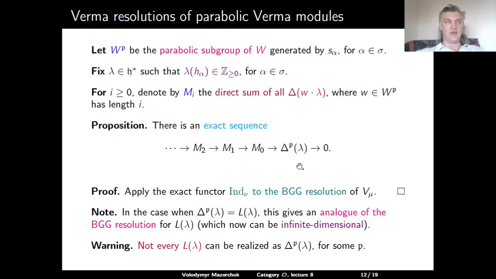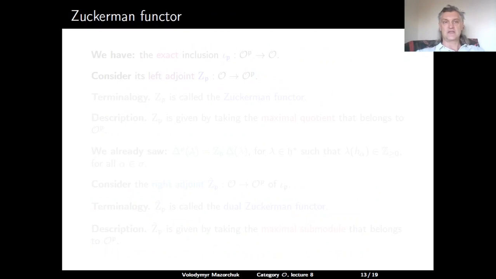But in any case, we have more examples of BGG resolutions. Now let us talk about the Zuckerman functor. We want to construct projective and injective modules in O, and for this we need some functors.